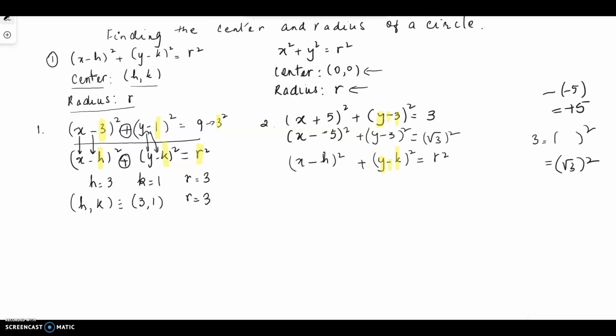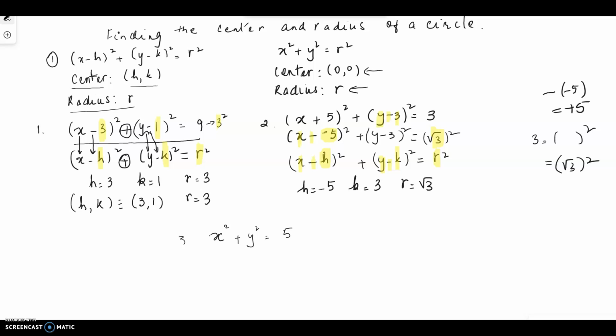Now let's see if everything matches. So the minus matches with the minus, the x with the x, so therefore the negative 5 matches with the h. So let's write down h is equal to negative 5, k equals 3, and the radius is equal to radical 3 because radical 3 is what matches with the r. So r² is (√3)², so r is equal to radical 3.